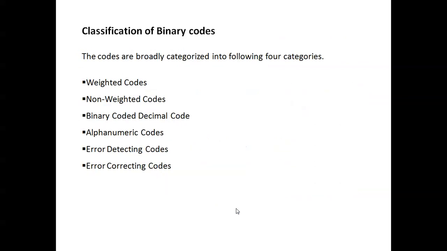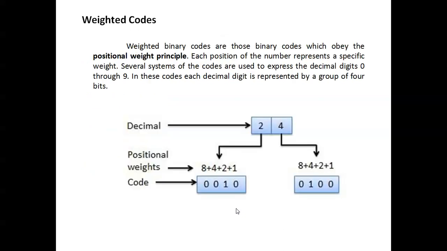Classification of binary codes. There are so many categories: weighted codes, non-weighted codes, binary coded decimal code, alphanumeric codes, error detecting codes, and error correcting codes. So first, what are weighted codes?